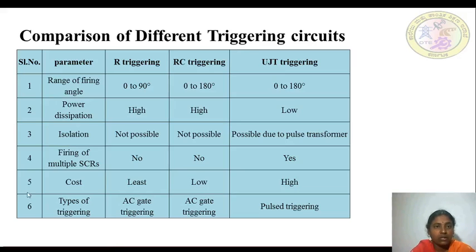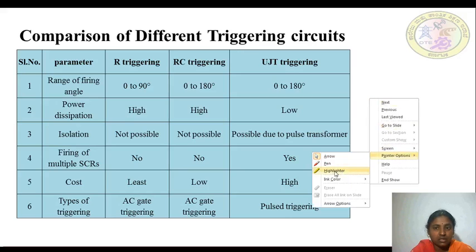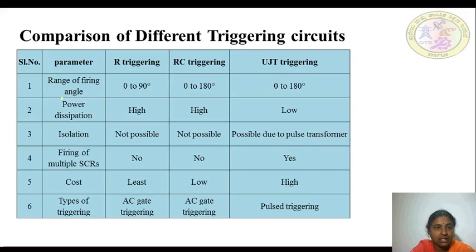So now let us have a comparison between R triggering, RC triggering and UJT triggering circuits. First is the range of firing angle. In the R triggering circuit, the firing angle will be from 0 to 90 degrees only, whereas in case of RC triggering, it is 0 to 180 degrees. UJT triggering is also 0 to 180 degrees.